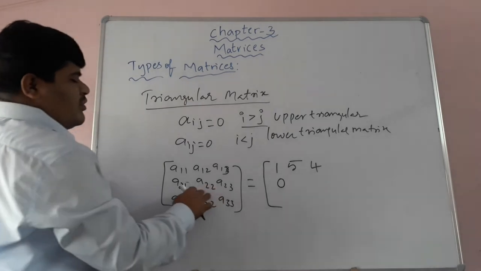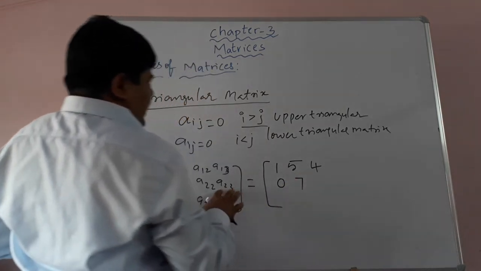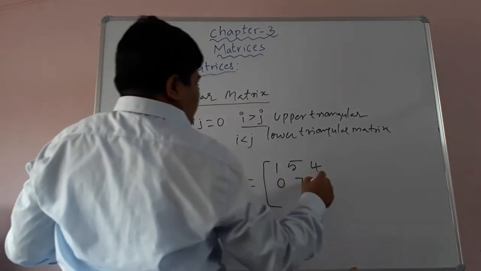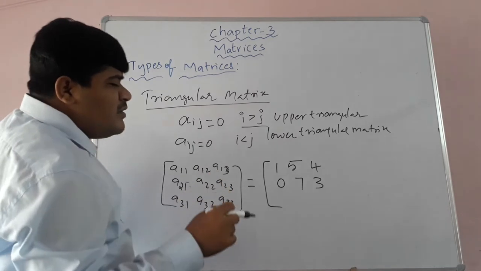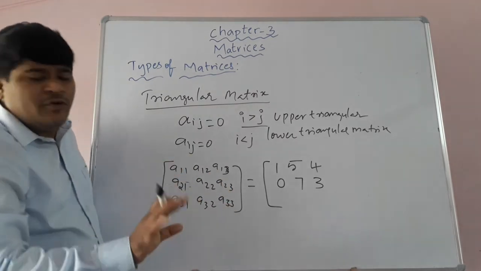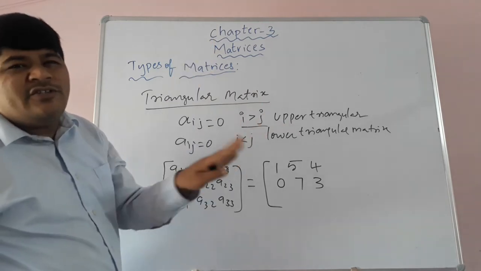And A22, both are equal. It may be 0, may not be 0, children. So I am taking 7. A23, 2 is not greater than 3, so this is a non-zero number. I am taking 3. Here non-zero means it may be 0, may not be 0. But in the case of i greater than j, it must be 0. So you have to understand that.